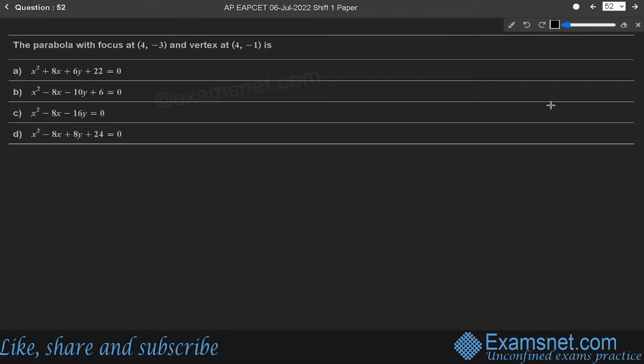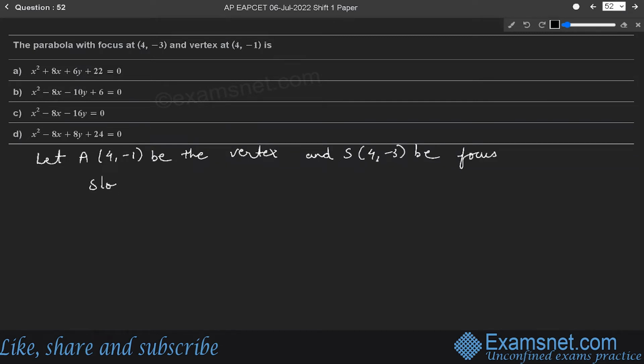Next question is a very interesting question. The parabola with focus at 4, minus 3 and vertex at 4, minus 1 is. We have to find the equation of the parabola. Therefore, let A 4, minus 1 be the vertex and let S 4, minus 3 be the focus.